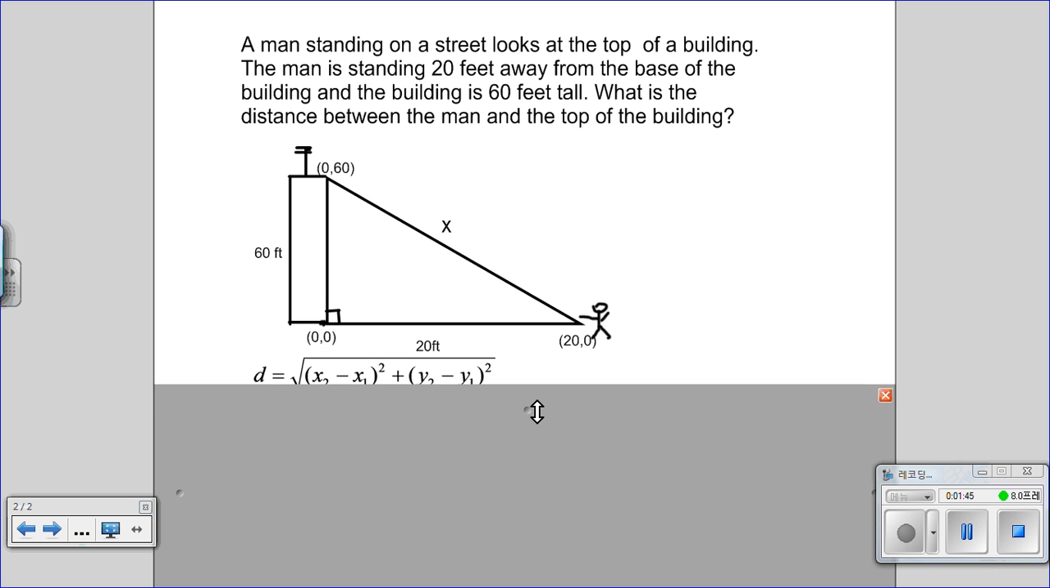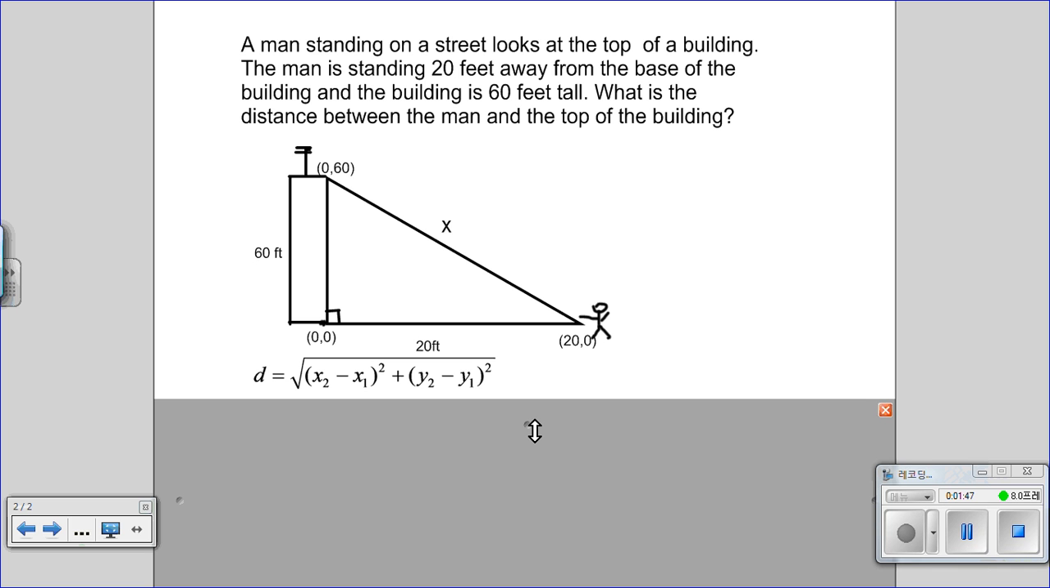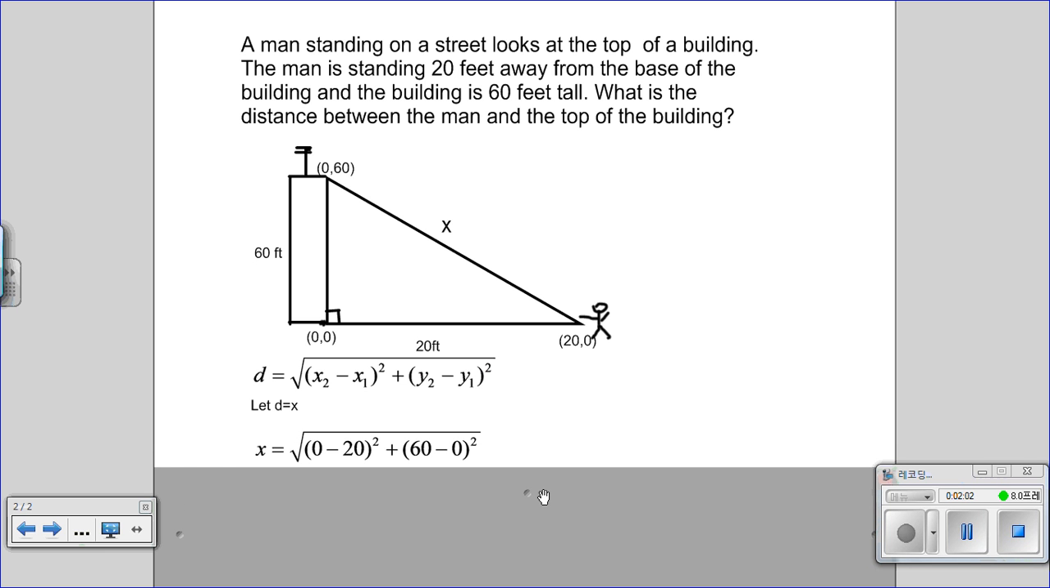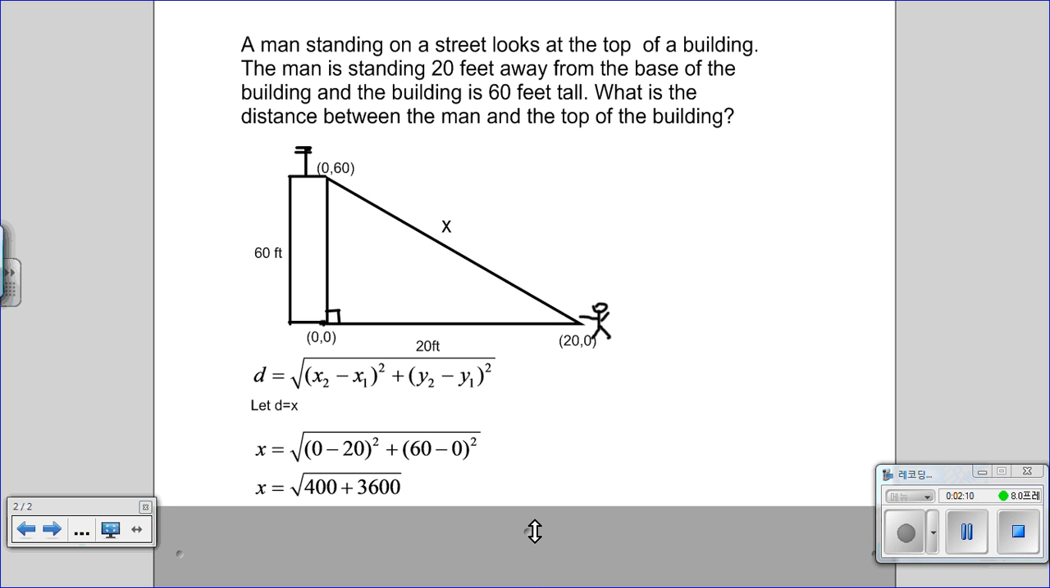The distance formula, as you all remember, is d equals the square root of x2 minus x1 squared plus y2 minus y1 squared. When we let d equal x, which is what we want to find, x equals the square root of 0 minus 20 squared plus 60 minus 0 squared. When we simplify this, we get x equals the square root of 400 plus 3,600.